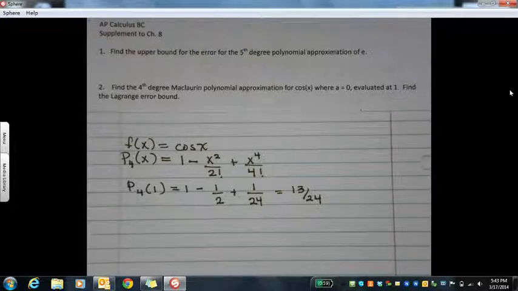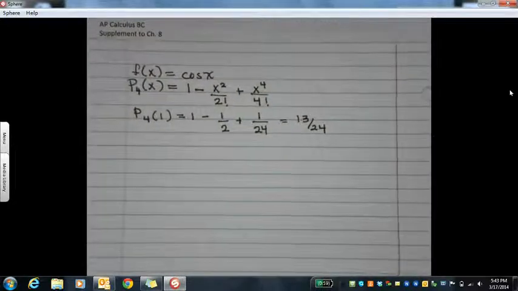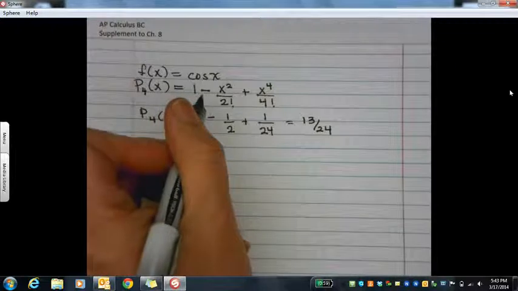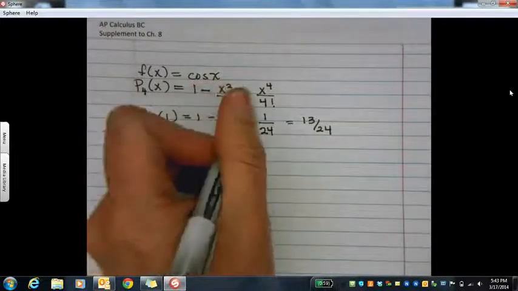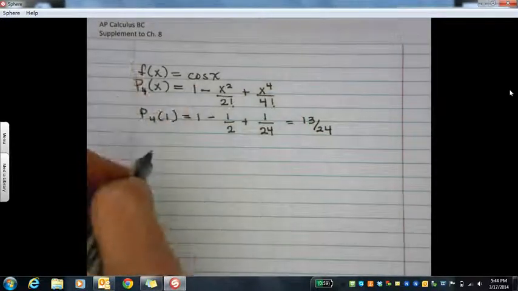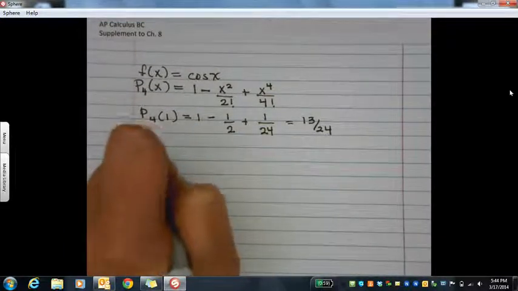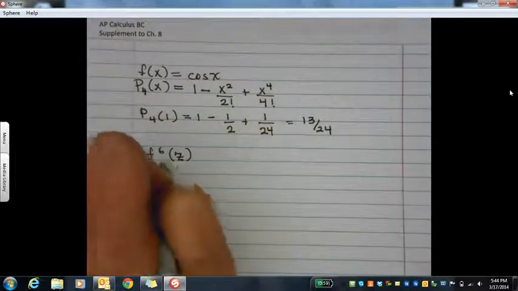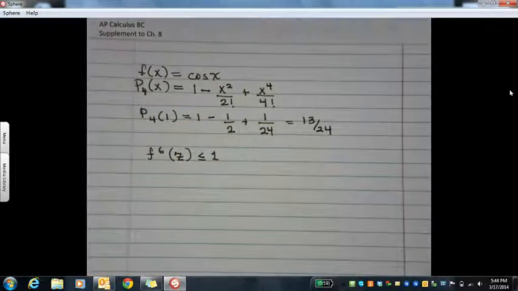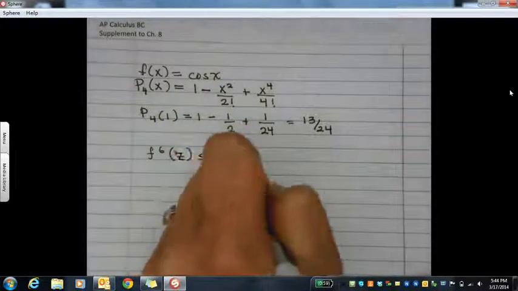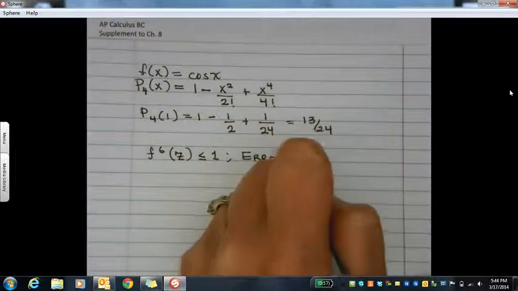Or I can just know that cosine cannot go above 1 or below -1. So if cosine can't go above 1 or below -1, then I know that its error has to be less than or equal to 1. This is just even terms, so 1 is being skipped, 3 is being skipped, and 5th is being skipped as well. So the 6th derivative of z has to be less than or equal to 1, right? Because sine and cosine cannot be above or below 1.